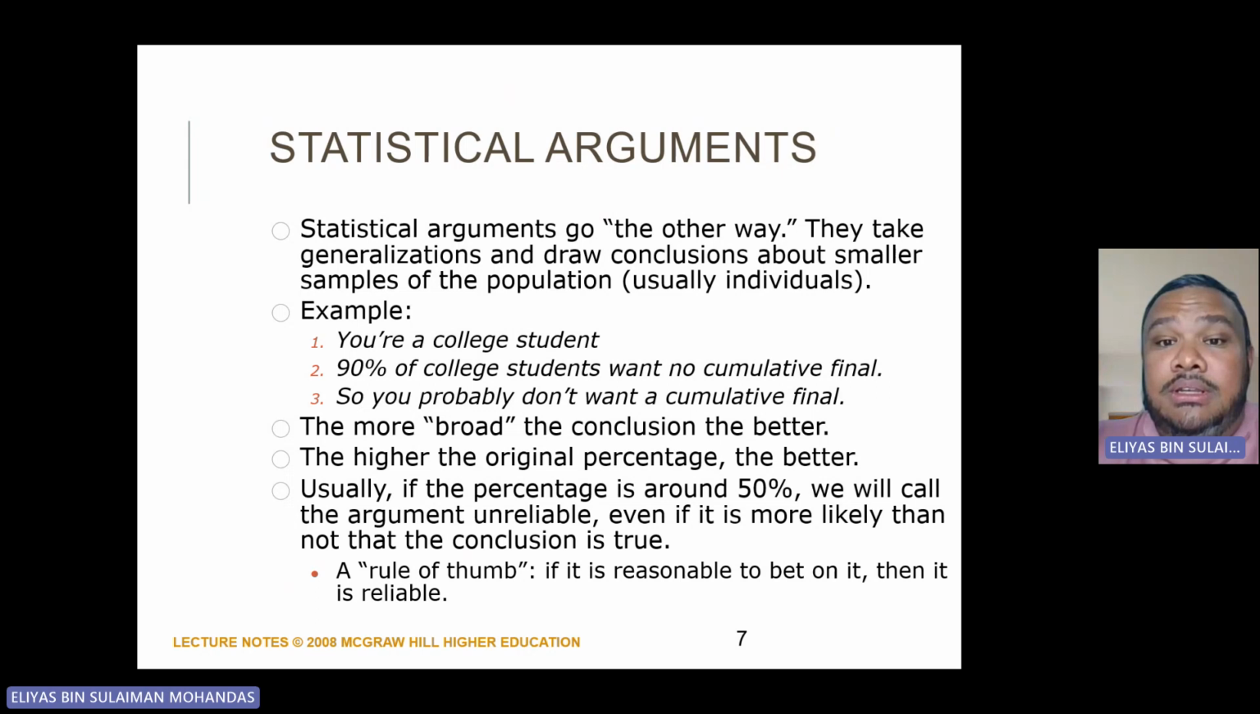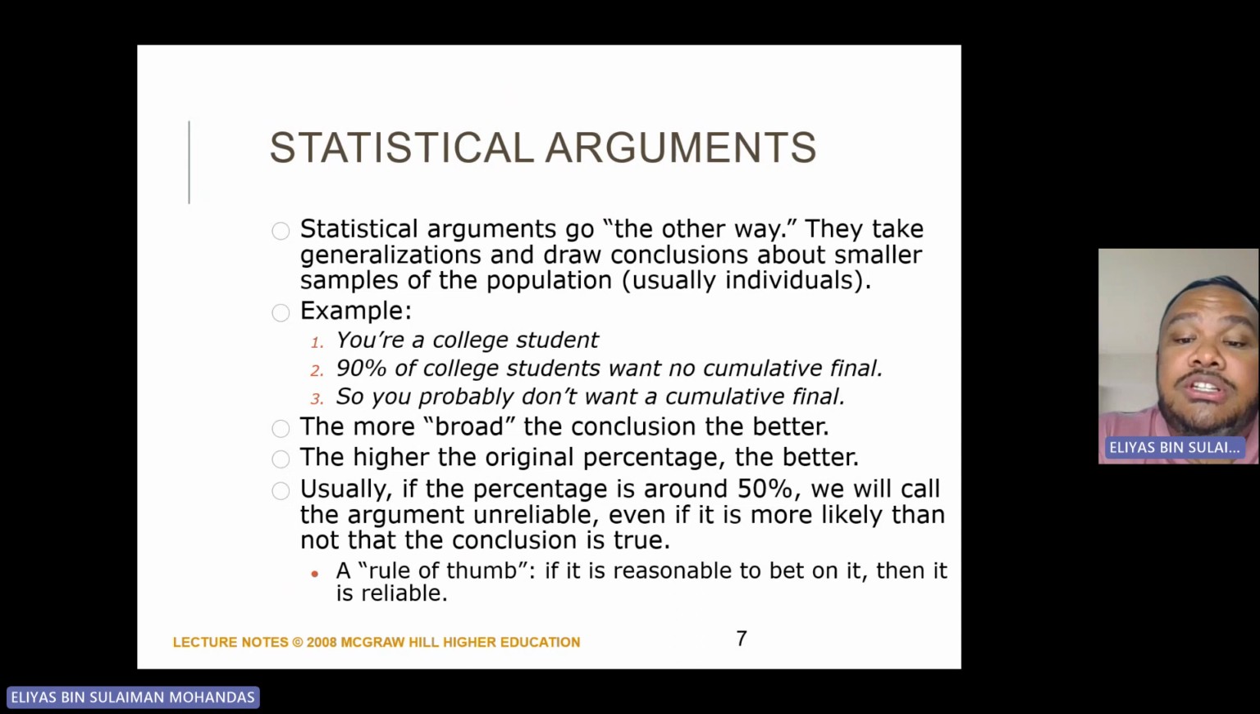Now, statistical arguments go the other way compared to generalization. They take a generalization and draw conclusions about smaller samples of the population. For example, you're a college student. 90% of college students do not want a cumulative final. So you probably do not want a cumulative final. The more broad the conclusion, and this line is very important, the better for statistical arguments. And statistical arguments fall within inductive arguments. So the more broad the conclusion, the better.